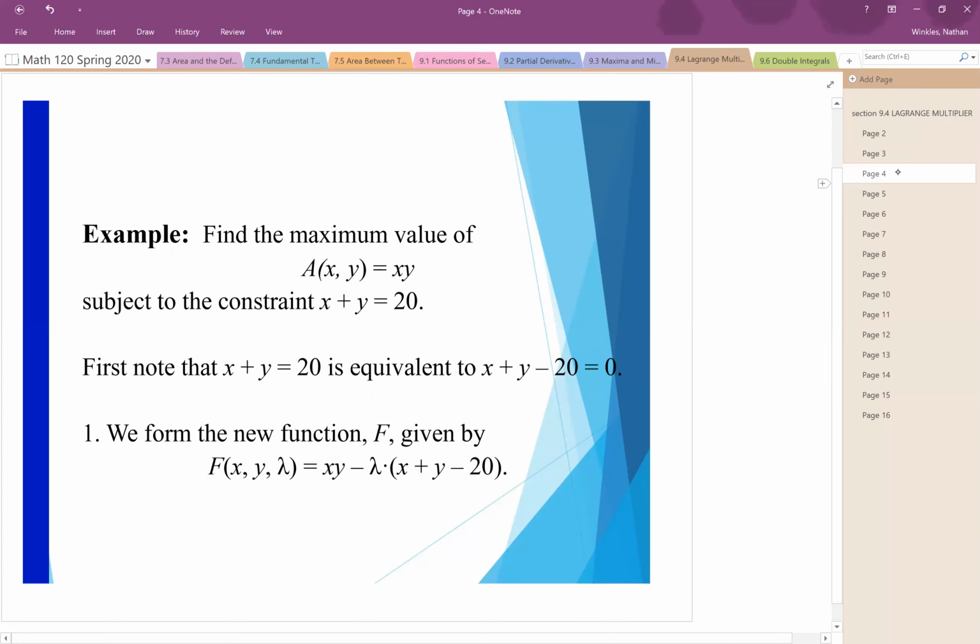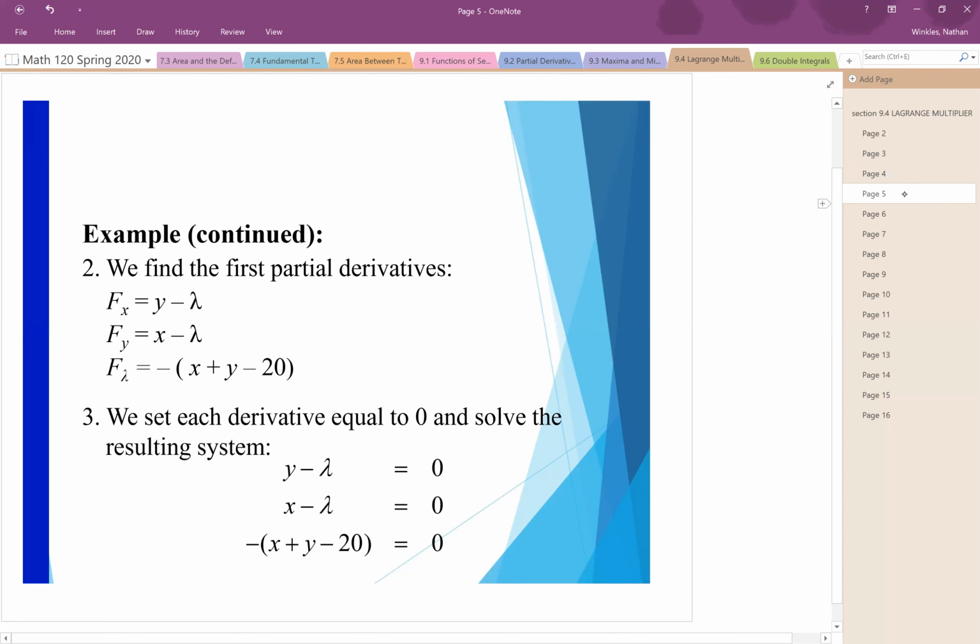So we're told, find the maximum value of f of x, y equals xy, subject to the constraint x plus y equals 20. First, note that we need to set our constraint equal to 0. So we get x plus y minus 20 equals 0. Therefore we can form this new function: F of x, y, lambda is equal to xy minus lambda times our constraint of x plus y minus 20. This is the function we're going to work with for the remainder of this problem.